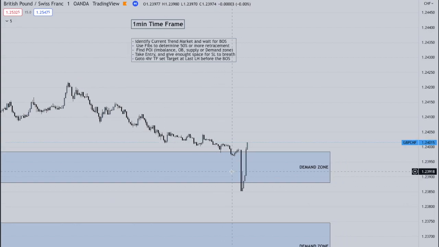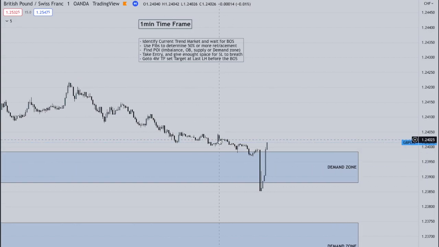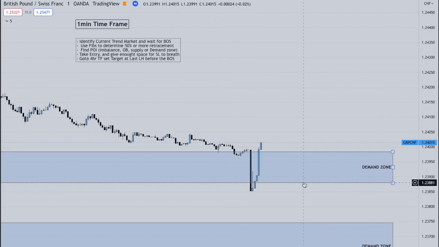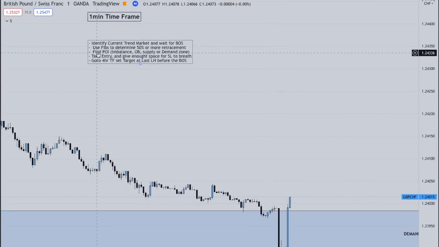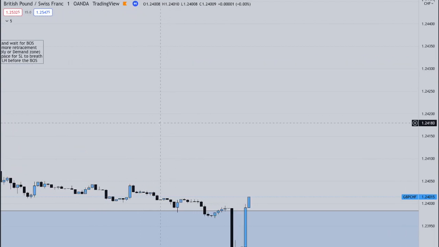Okay, all right, let's look at this, you guys. You can see price is broken through lower high, lower low, lower high, lower low. And then we can see that price broke this last lower high on the 1 minute time frame. So what does it say? Find your point of interest: imbalance, order block, supply zone, or demand zone.